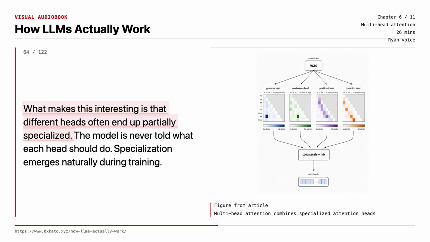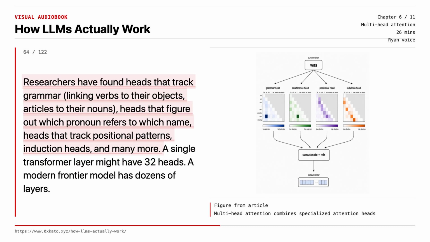What makes this interesting is that different heads often end up partially specialized. The model is never told what each head should do. Specialization emerges naturally during training. Researchers have found heads that track grammar, linking verbs to their objects, articles to their nouns. Heads that figure out which pronoun refers to which name. Heads that track positional patterns, induction heads, and many more.